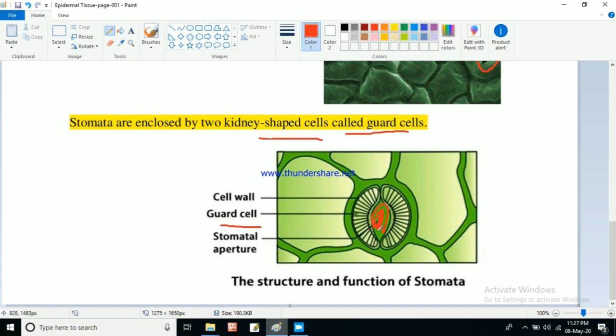And the stomatal pore, this is the stomatal aperture, we also say stomatal pore, also known as stomata, also called stomata. So around this pore, two kidney shaped cells are there, and these cells are known as guard cells. This is the next page.